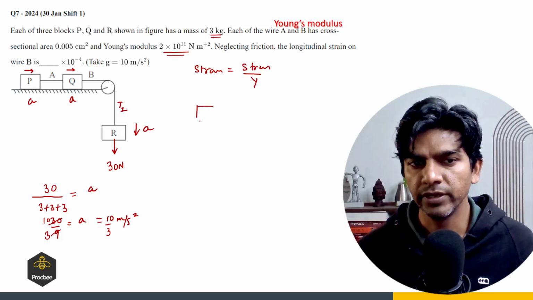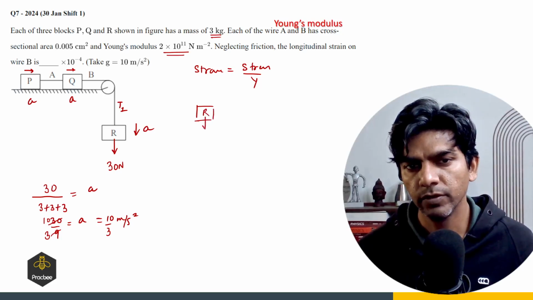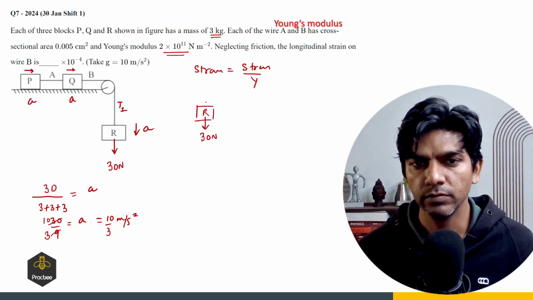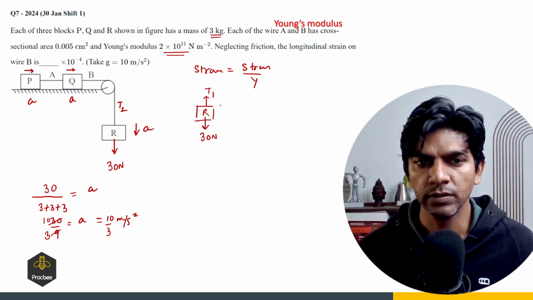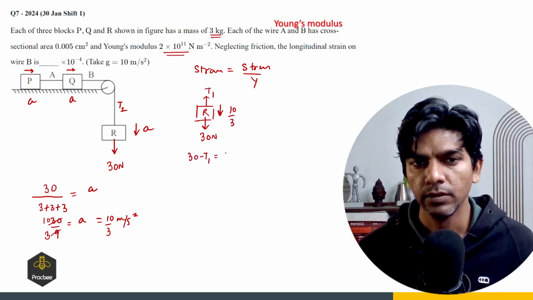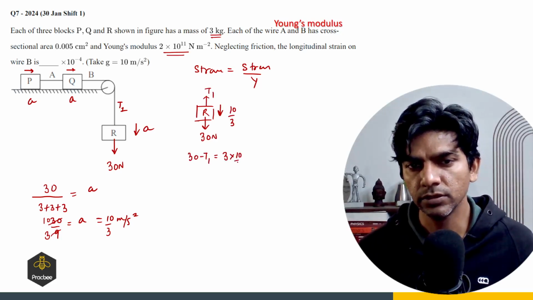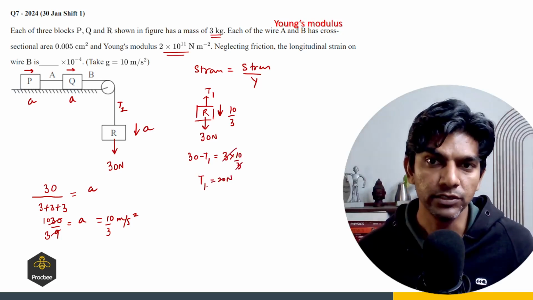If you draw the free body diagram of R, there will be a weight in the downward direction, which is 30 Newton. There will be tension T1 in the upward direction. Acceleration is 10 by 3. So we can say 30 minus T1 will be mass times the acceleration. So T1 comes out to be 20 Newton. So we got the tension.